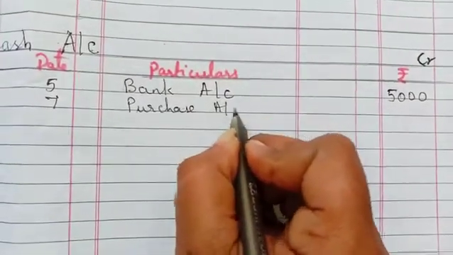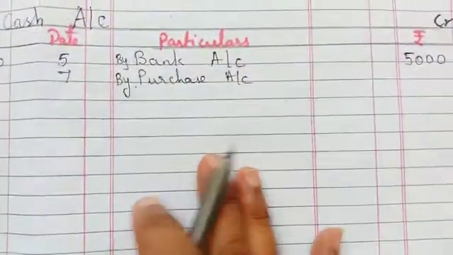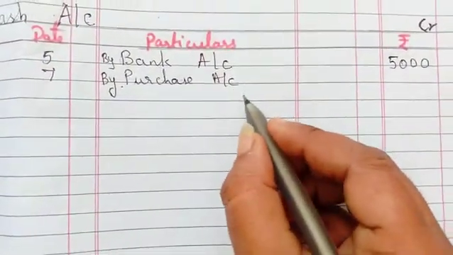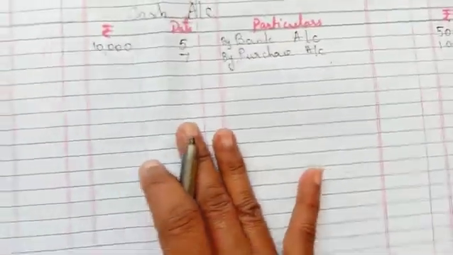Purchase account. So you will write it as by purchase. Okay, purchase, what is the amount here? 1000 rupees is the amount here. So here we have to see both sides.